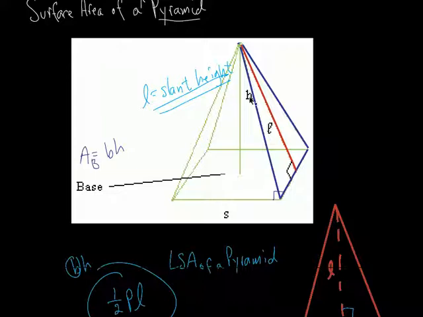Does that make sense? What does the height do? The height of this pyramid is from the very top. A lot of people say straight down to the bottom, but what? Perpendicular to the base, right? This is the base right here.